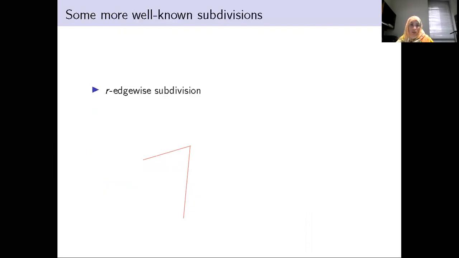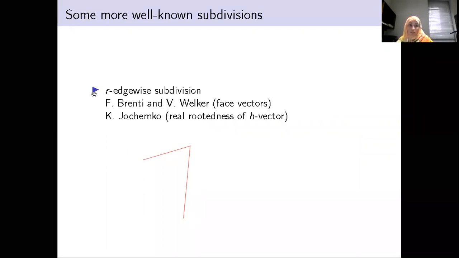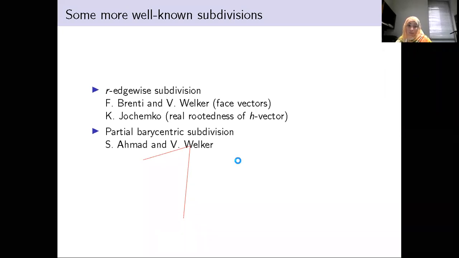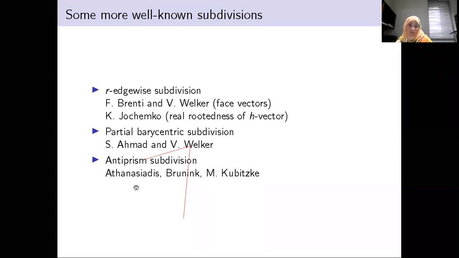Okay, so now, as I said, there are a lot of other well-known subdivisions. For example, the r-colored subdivision, whose face vector study was done by Welker and Brenti, and then Jushchenko discussed the real rootedness of the h-vector. There is another, the partial barycentric subdivision, by Ahmed and Welker, and the antiprism subdivisions, which were just recently introduced by Athanasiadis, Brunink, and Kubitzke.